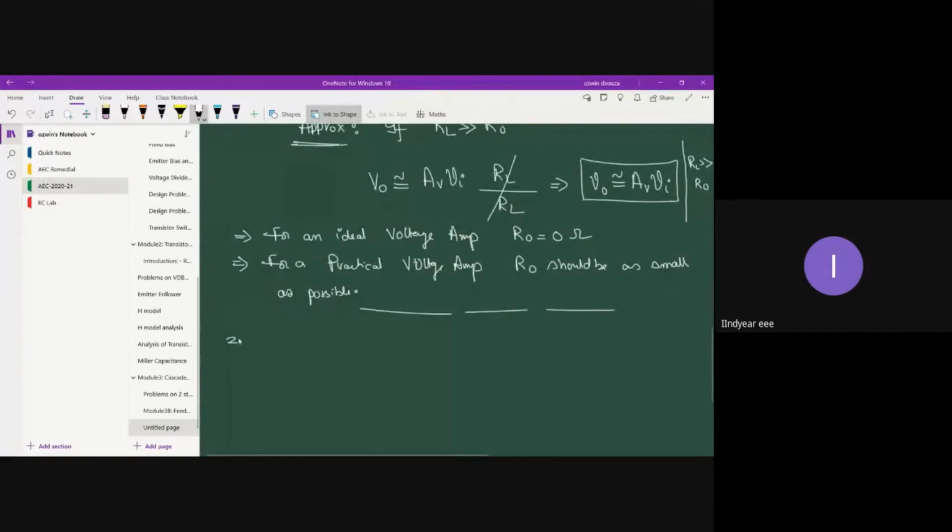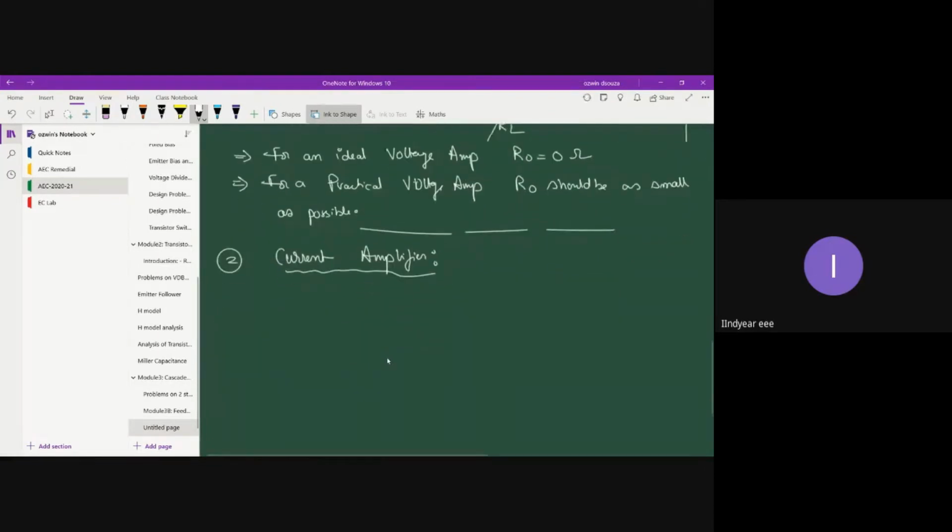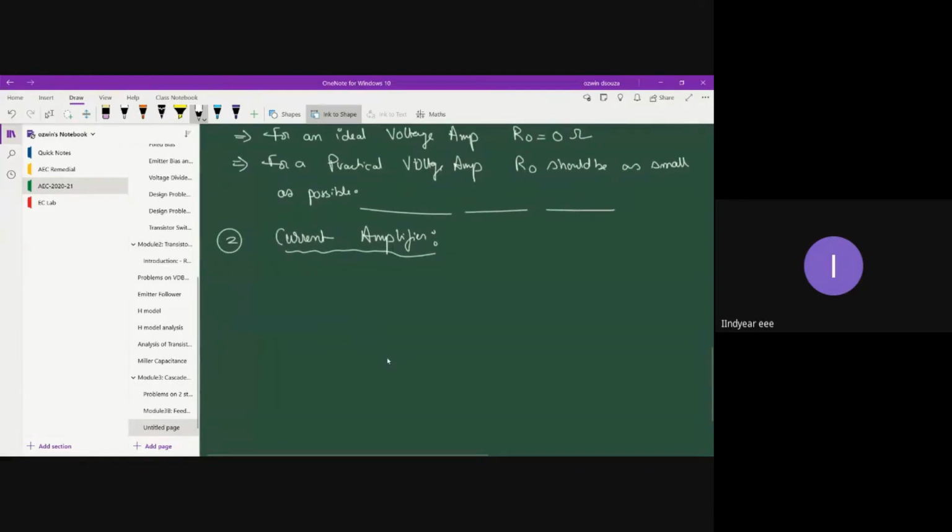Now let us take the second one, current amplifier. For short notes, they can ask: draw the equivalent circuits of basic amplifier circuits and write an expression for input and output voltages and currents. So this is what you are supposed to do. The previous one you have understood, so you can finish off the remaining three with less time. All right, so let us look into the current amplifier.